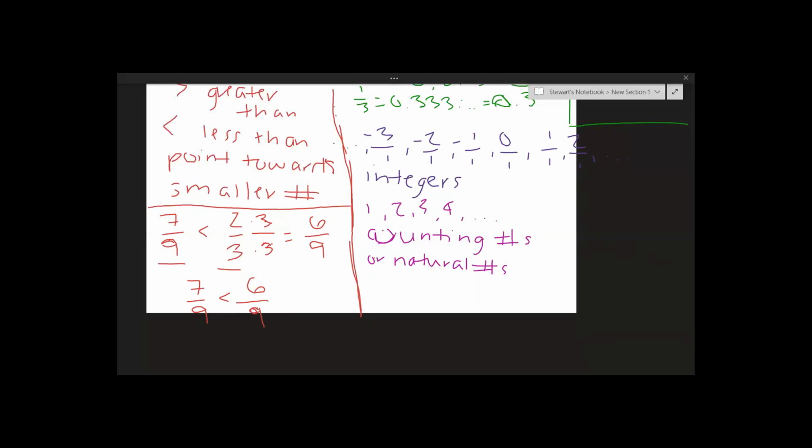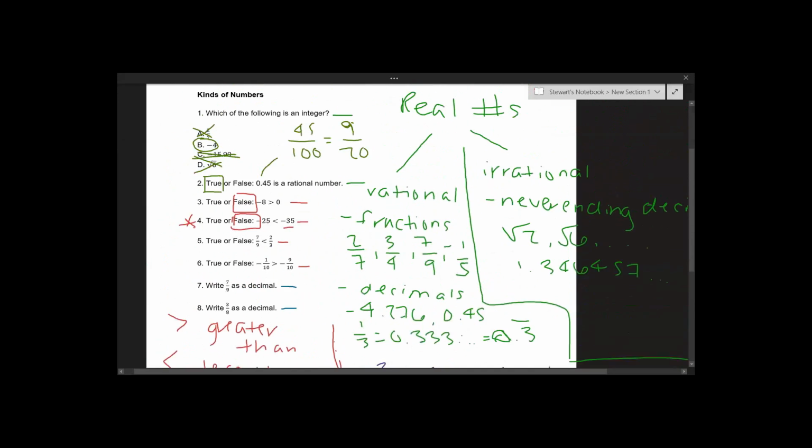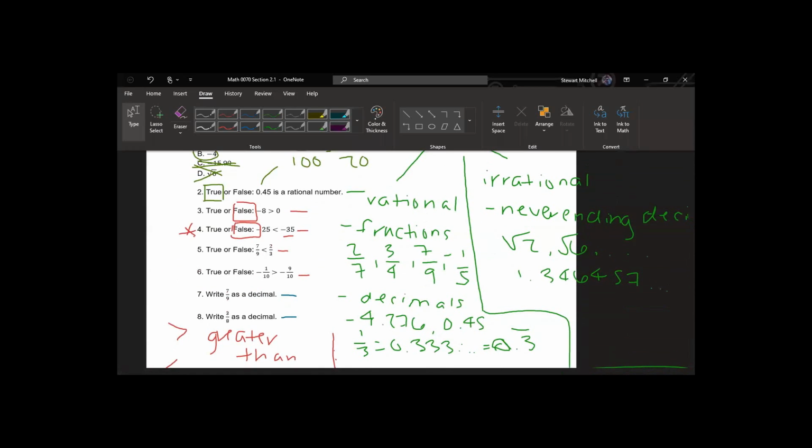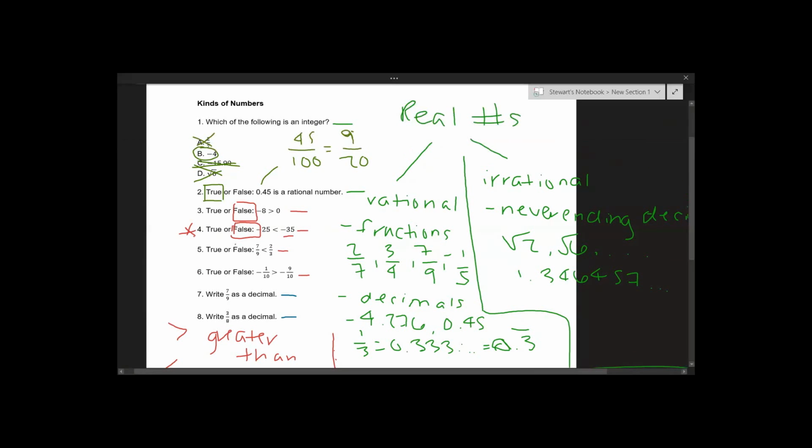And now, when we're comparing these, we're looking for the larger numerator. Since these are both positive numbers, a larger numerator is going to lead to a larger number overall. So this one, 6/9, is actually the smaller number. So this is false, because 7/9 is greater than 6/9, or 2/3, as it was when it was reduced. So that one is also false.